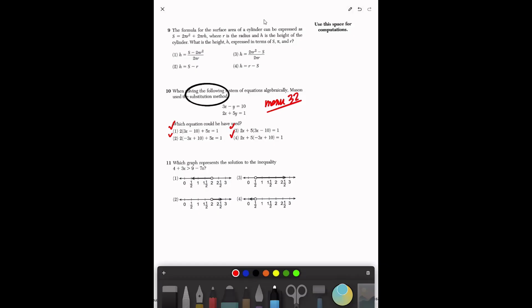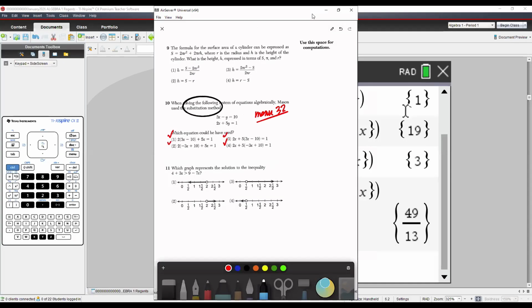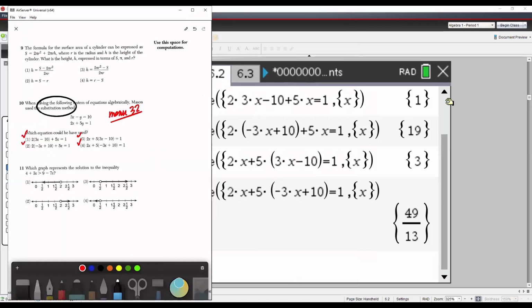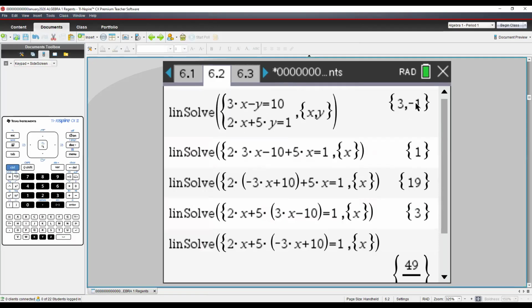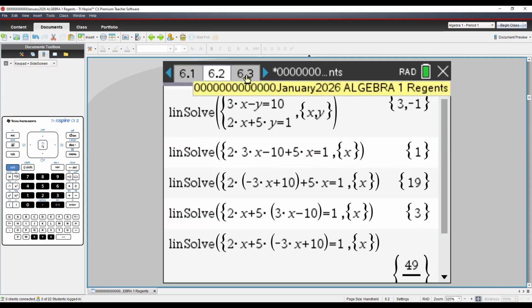Now I've already done this, but I'm going to show you basically what you should be able to do. As you can see, I solved the original system and I got 3 and -1. That's the solution. And then I went and solved each single equation, and then I found the x values, and the third one was the one that actually matched. So I know that's my answer. So let me just kind of show you what you need to do.